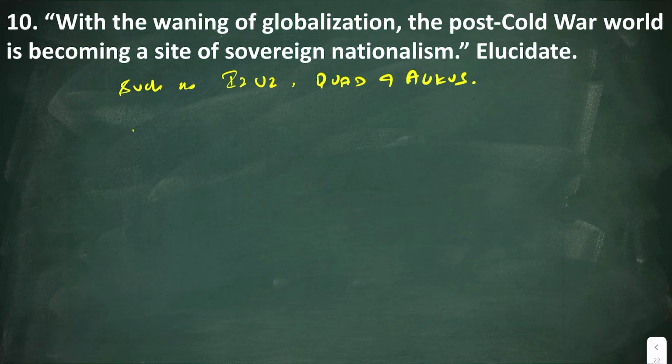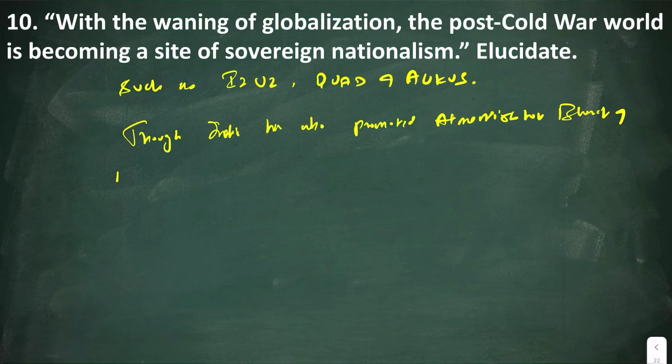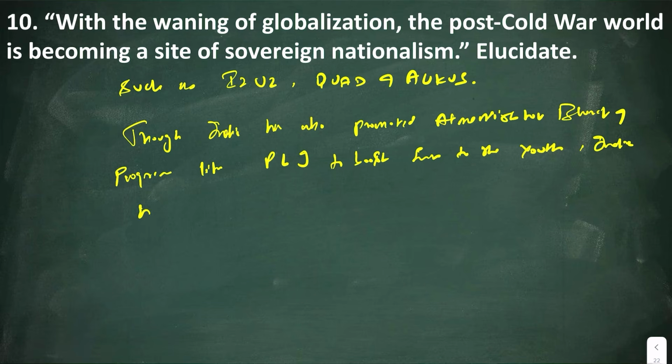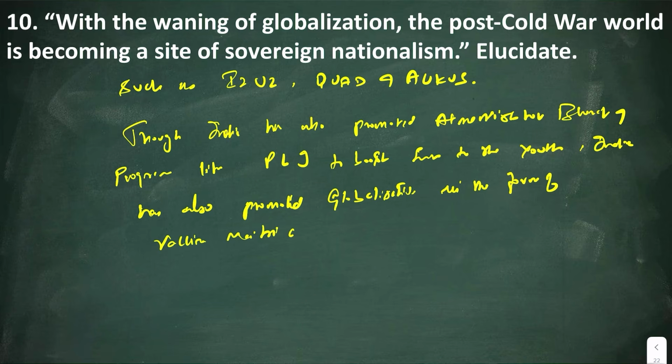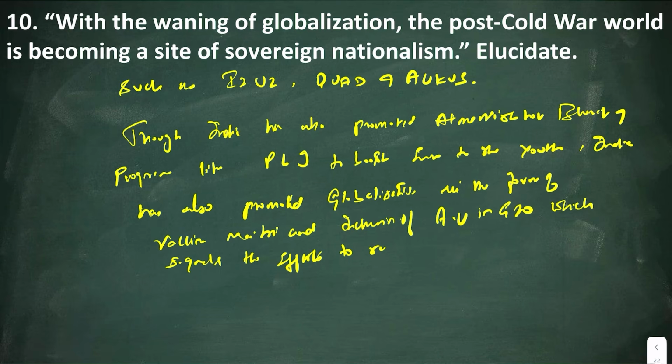Alright, now coming to the conclusion, I told you I'll speak one paragraph about India and one I'll conclude. So I'll say that though India has also promoted Atmanirbhar Bharat and programs like production linked incentives to boost employment to the youth, India has also promoted globalization in the form of Vaccine Maitri, and inclusion of African Union in G20, which signals the efforts to rebalance multilateralism.